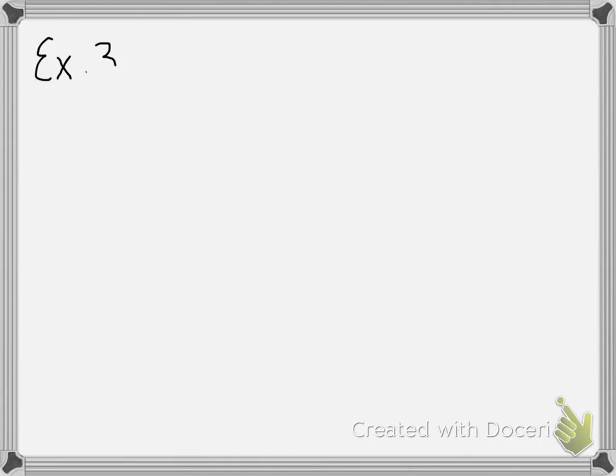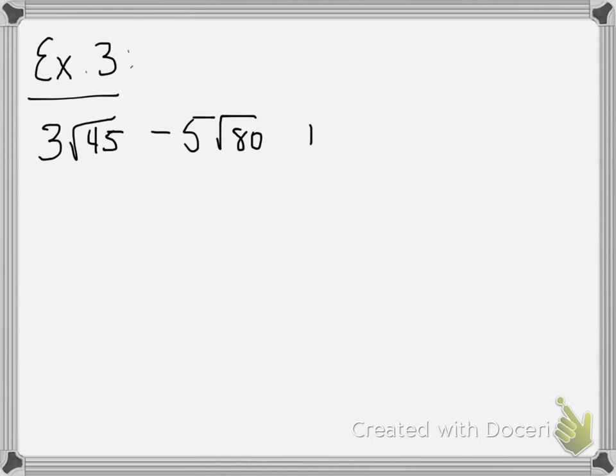All right, so let's try some more challenging examples. So we've got 3 root 45 minus 5 root 80 plus 4 root 20. Now, at first glance, you would say, well, there's nothing I can do with these. There's a 45, an 80, and a 20.